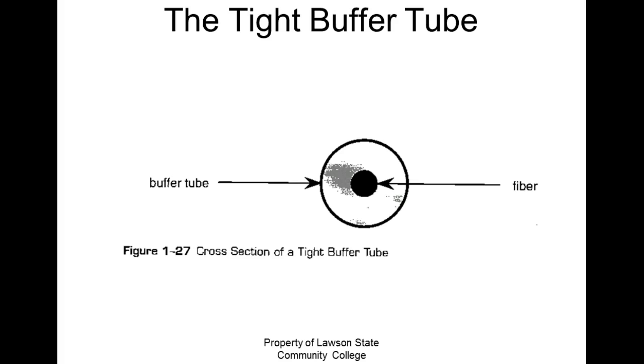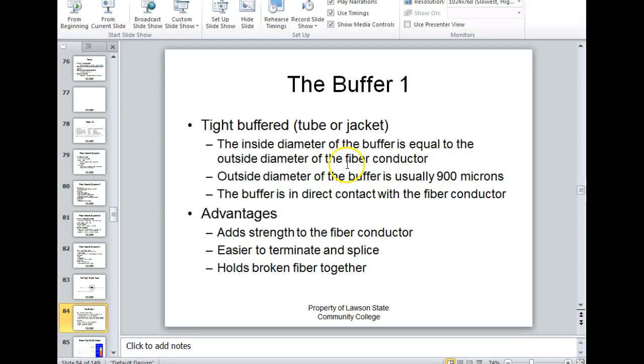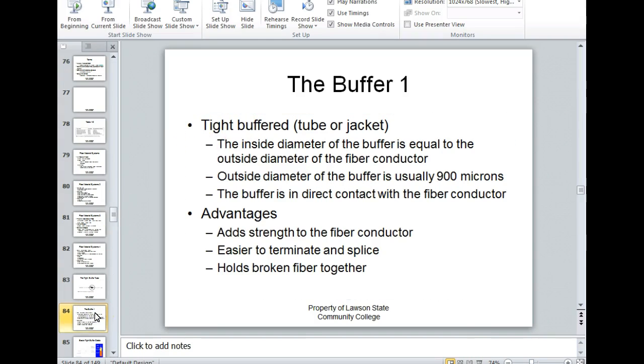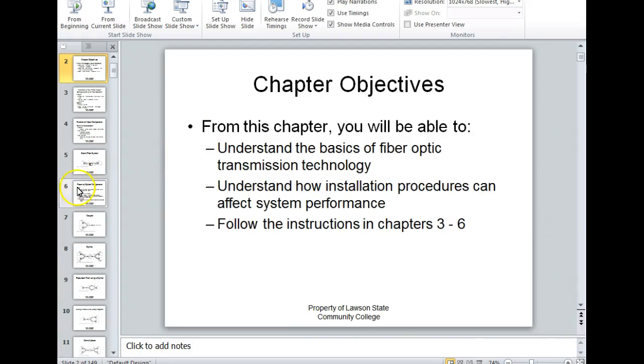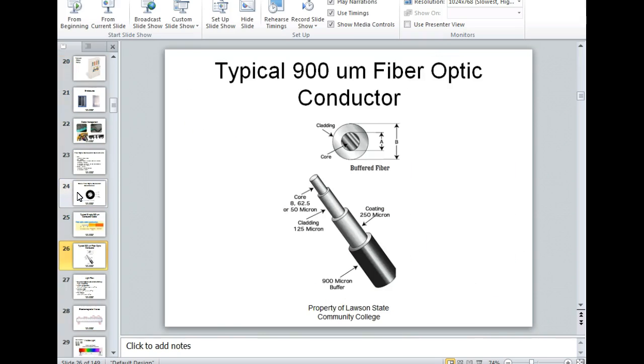Tight buffer tube, this is what we're using. With a tight buffer tube or jacket, the inside diameter of the buffer is equal to the outside diameter of the fiber conductor. Now remember, the fiber conductor consists of three things. What does the fiber conductor consist of? The actual conductor itself. Oops. Did it again, guys. I need to remember what slide I'm on. So what does the conductor itself consist of? Core, the cladding, and then the buffer coating.